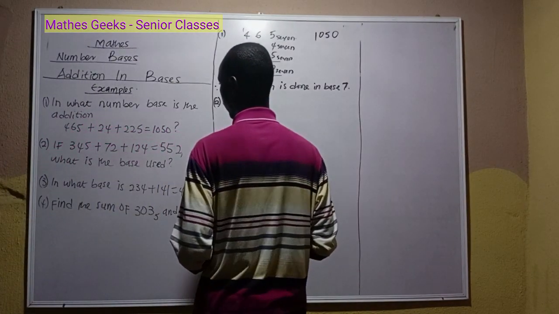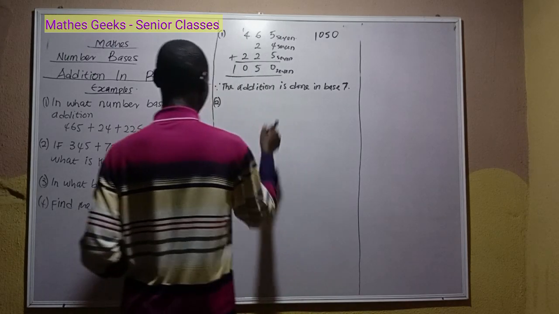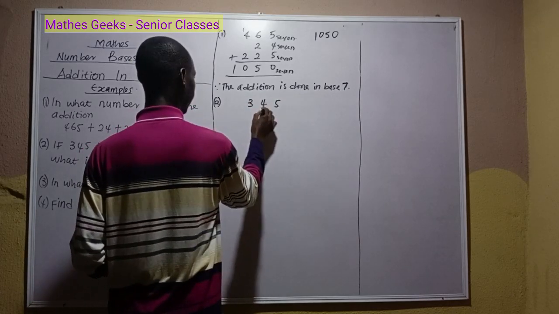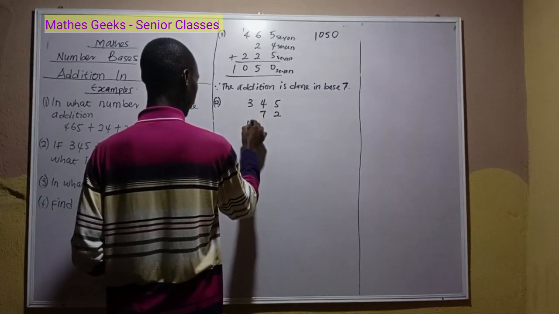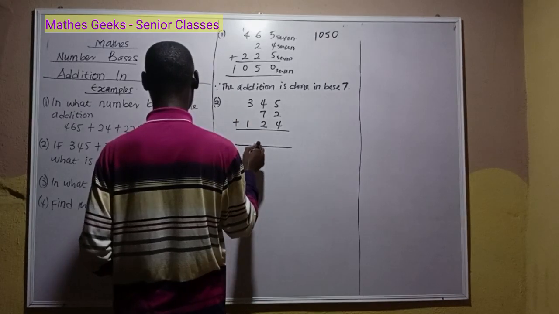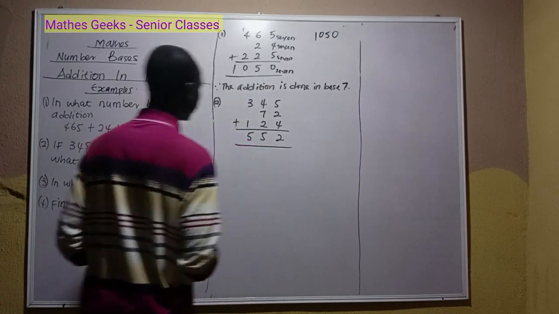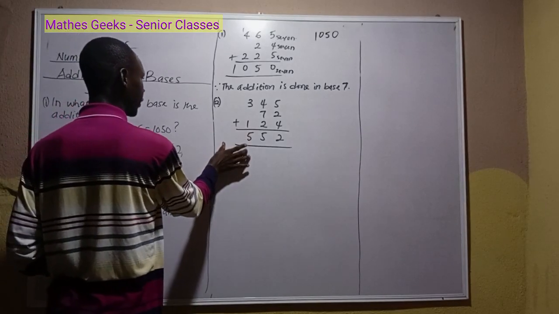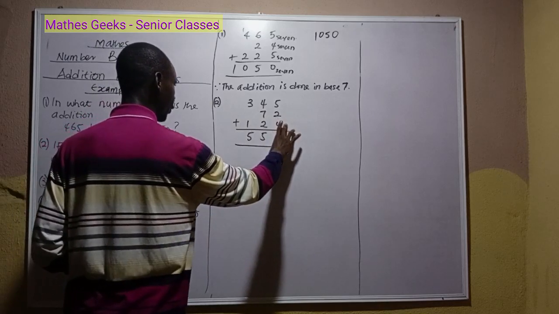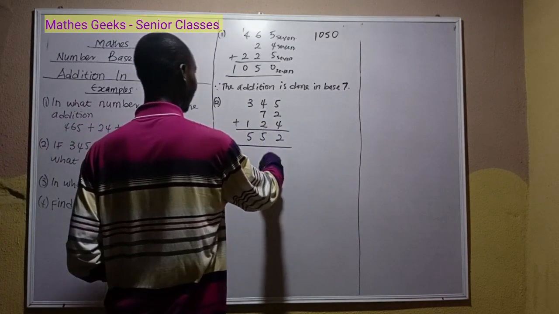Two. If 345 plus 70 plus 124 is equal to 552, what is the base used? 345, 70, 124, and the result is 552. So in this case, this exercise is similar to the previous exercise. What I'm going to look for is the base in which this addition was done. So we're still going to do exactly what we did here.